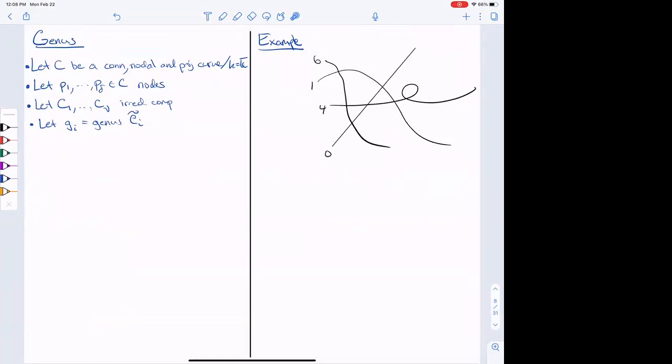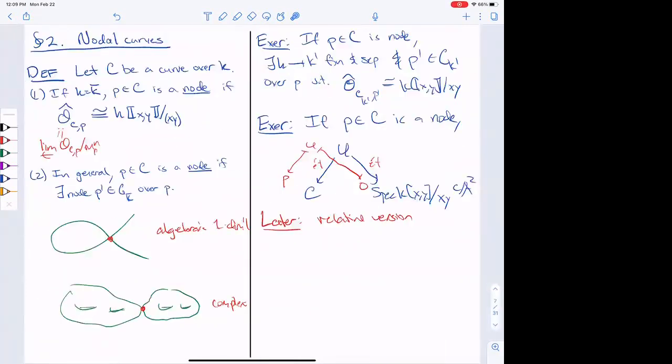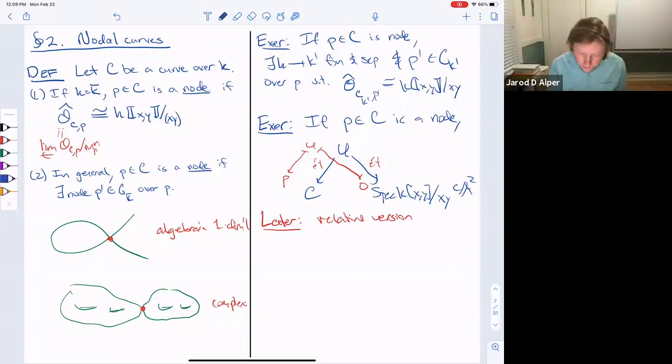Question? Sure, go ahead. In the exercises on the previous slide, the first exercise, the algebra of formal series in K, is that supposed to be K prime, or should that be the original field K? Oh, right, that should be K prime, thank you. And here in this case, C is defined over K. Right, that's a K prime. Thank you.